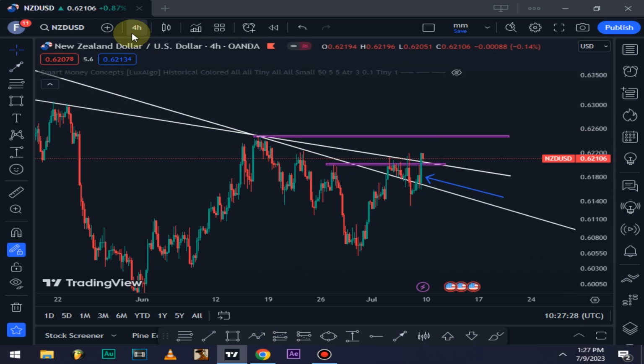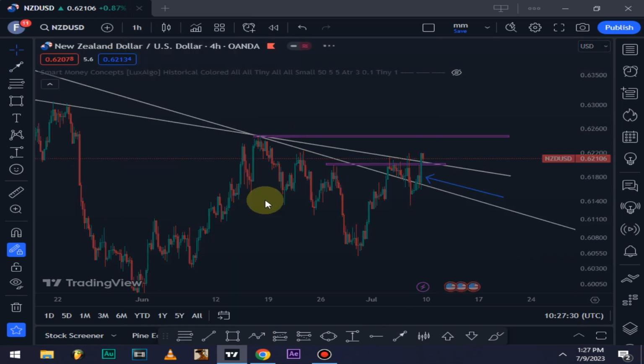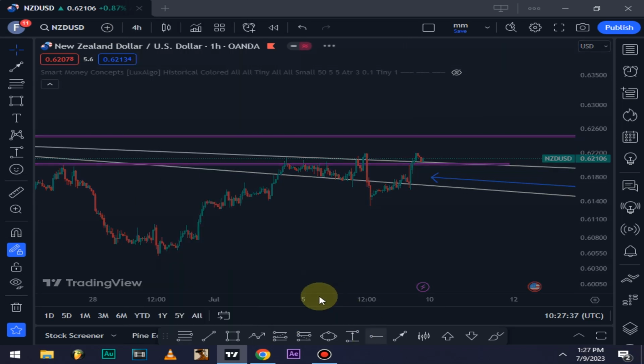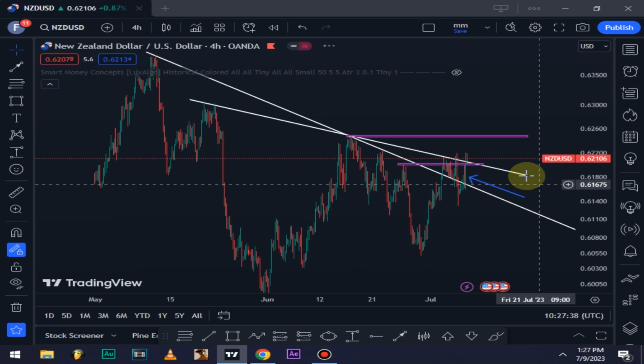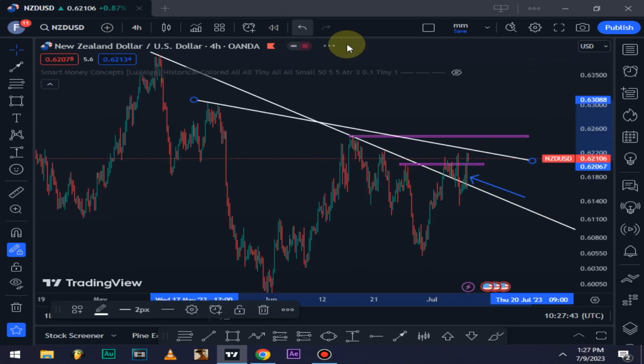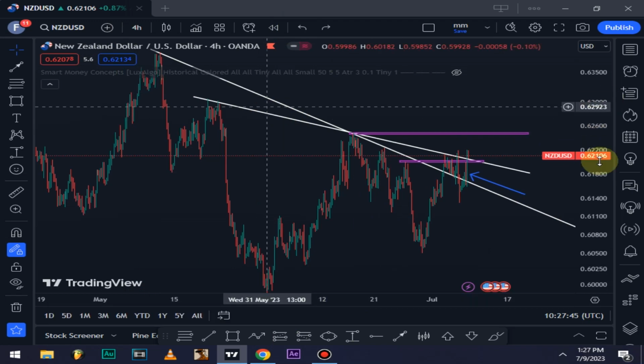But then let me see the 1 hour. On the 1 hour, I still can't take that buy entry because there's also another resistance up there, that trend line. I can't just take that entry because of that trend line. It's just a trend within a trend.